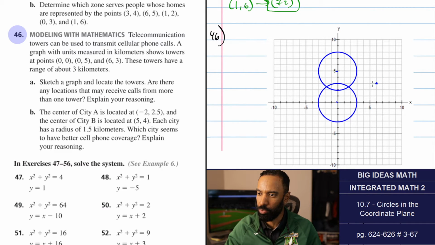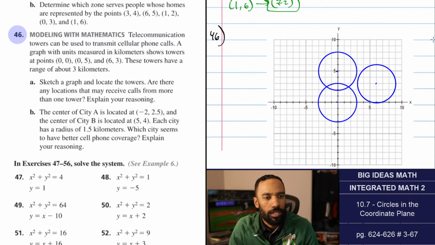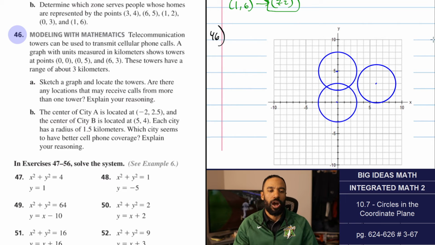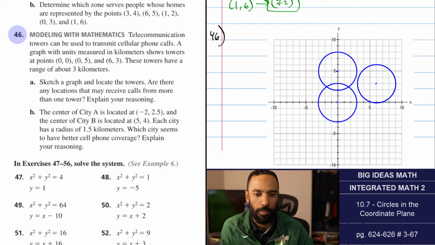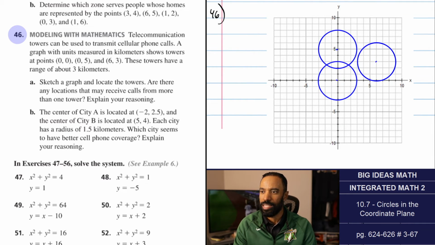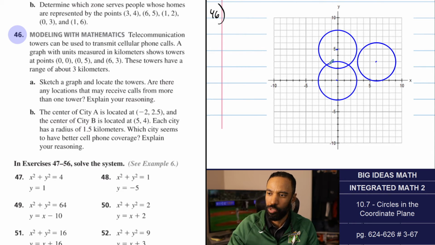So the radius is still 3. 1, 2, 3. A graph with units measured in kilometers shows towers at points here have a range of about 3. Sketch graph. Are there any locations that may receive calls from more than one tower? Explain your reasoning. Yes. From those first 2 sets of towers, or points of intersection there and there.